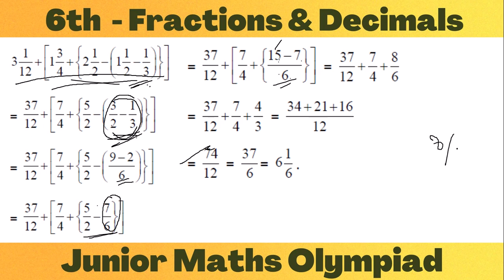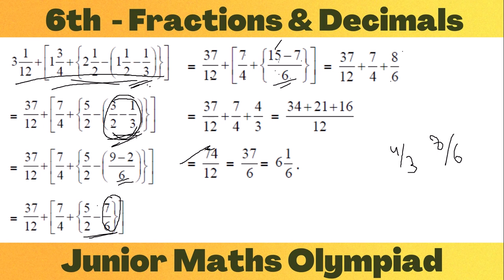But this 8 by 6 can be written as 2 4 times, 2 3 times. We can write it as 4 by 3 in simplified form. So we can write it as 4 by 3 or 8 by 6. Next we have 7 by 4.